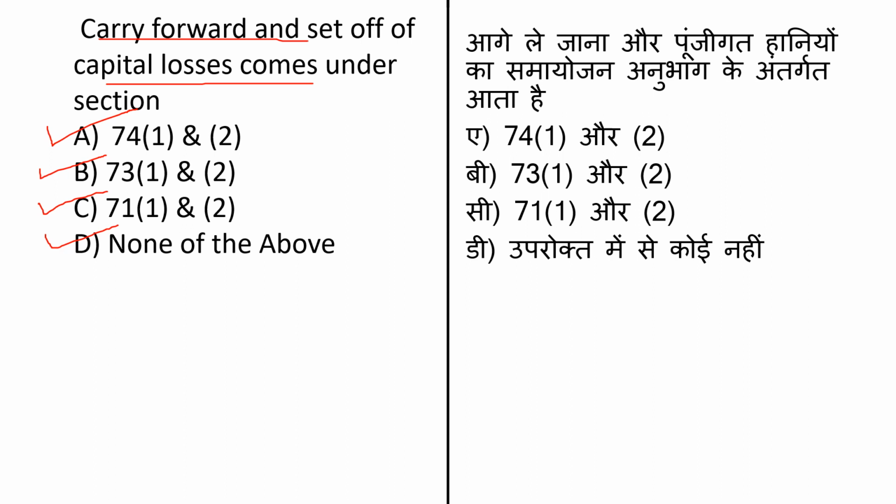Here the section 74 of Income Tax Act 1961 provides for the losses under the head capital gain. Losses related to the short-term capital asset shall be set off against the income, if any. Second one is section 73 of the Income Tax Act 1961, which deals with the carry forward and set off of losses from the speculation business. Then section 71 of the Income Tax Act 1961 provides for the set off of loss from one head against the income from another.